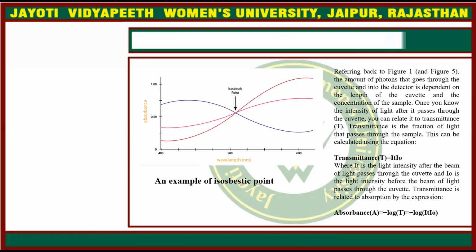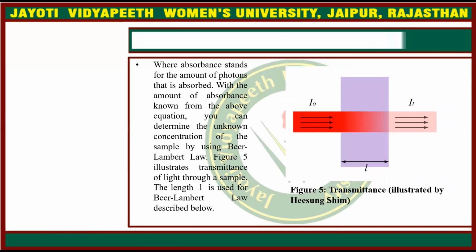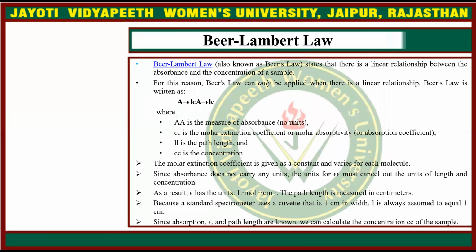Transmittance is related to absorbance by the expression absorbance A = -log T, and -log transmittance is equal to -log(I_T / I_0). Absorbance stands for the amount of photons that is absorbed. With the amount of absorbance known from the above equation, you can determine the unknown concentration of the sample by using Lambert-Beer's law. Figure 5 illustrates the transmittance of light through a sample. Basically, the length L is used for Lambert-Beer's law, which is described below.